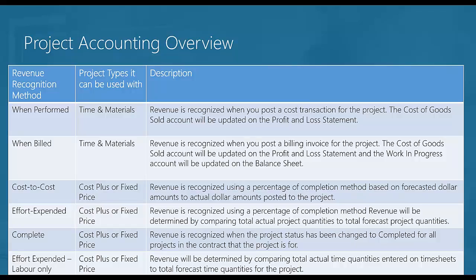The other 4 revenue recognition policies are built on the project types of cost plus or fixed price. So cost to cost is basically a percentage of completion method based on a forecasted dollar amount to actual dollars. So meaning if you've budgeted for $10,000 to be incurred for that project, as you incur your expenses, if you have $5,000 expended to the project, it's going to recognize 50% of the revenue under that premise.